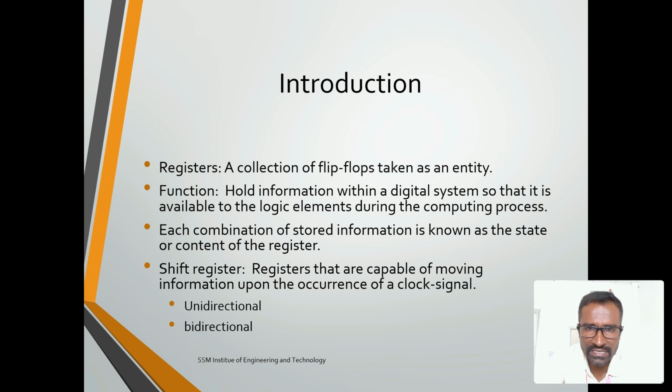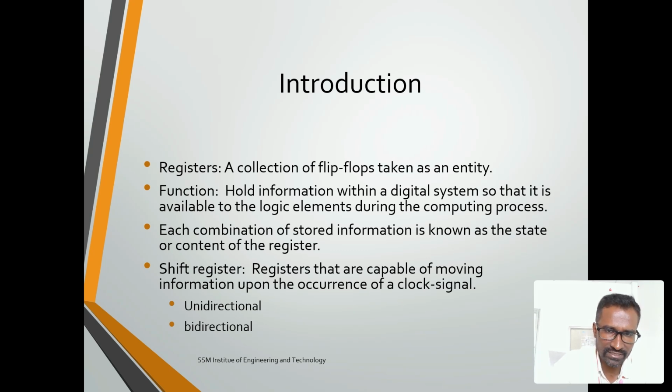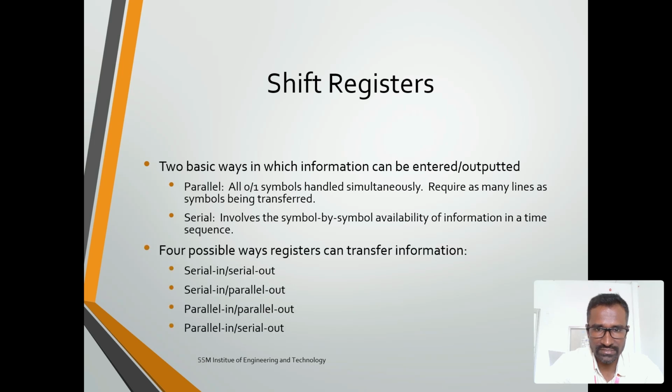Unidirectional means we are accessing the information in one direction. We already said it is a collection of flip-flops arranged one after another. We can access the flip-flops either from left to right or from right to left. If we obey only one direction, we call it unidirectional. If the whole register is capable of accessing both sides, we call it bidirectional. At a single time we can use only one direction, but we can do it in both directions if needed. So this is the shift register.